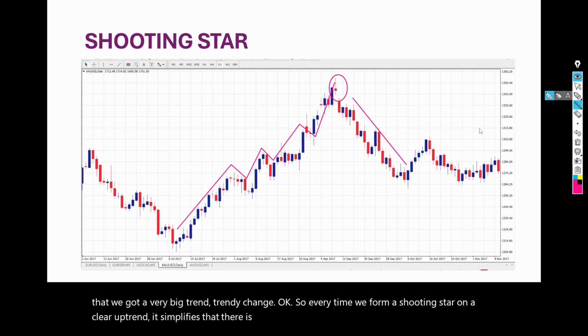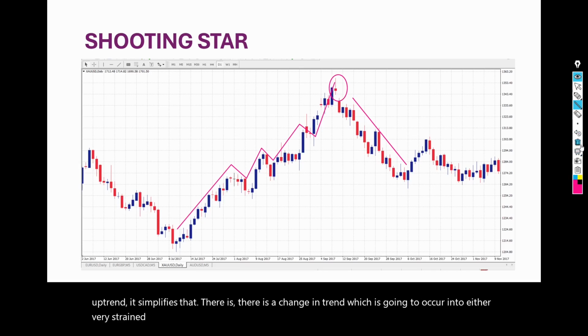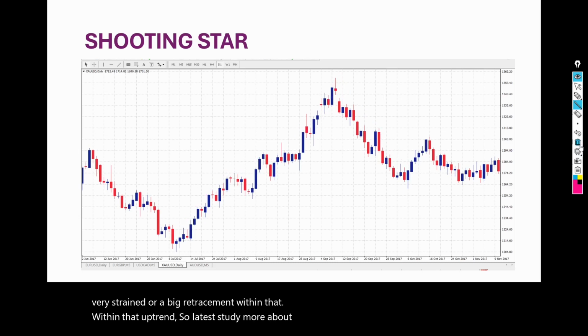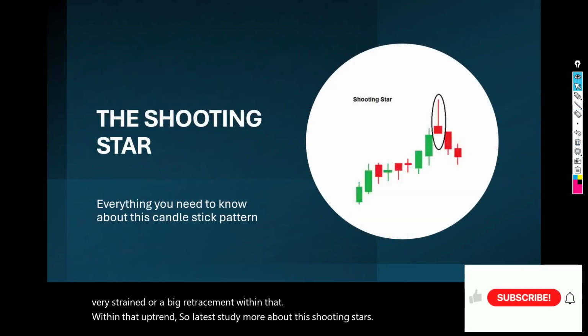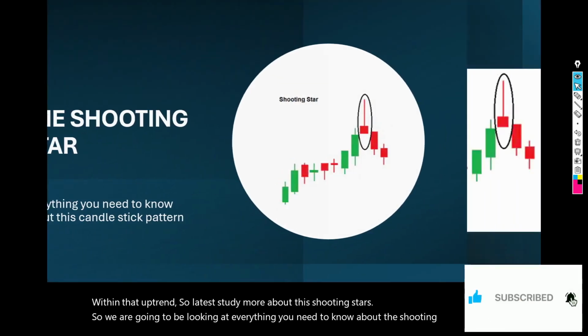Every time we form a shooting star on a clear uptrend, it implies that there is a change in trend which is going to occur into either a bearish trend or a big retracement within that uptrend. So let us study more about these shooting stars. We are going to be looking at everything you need to know about the shooting star in this video.